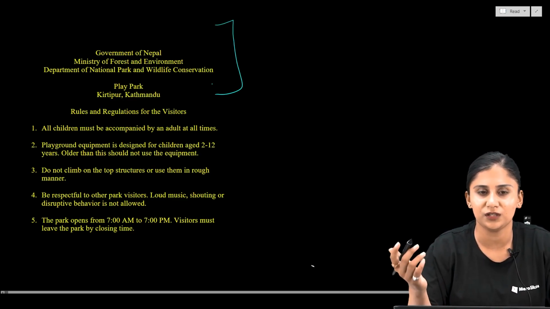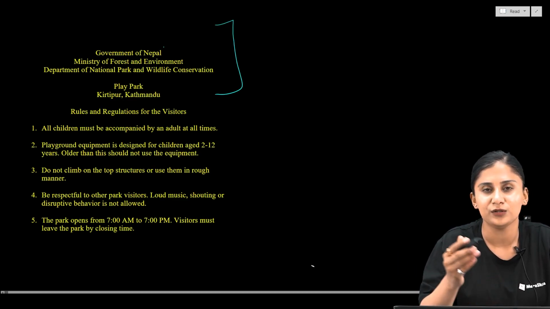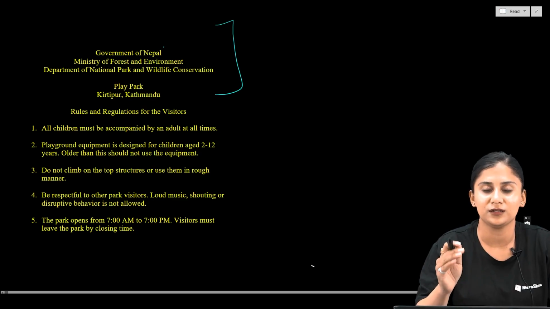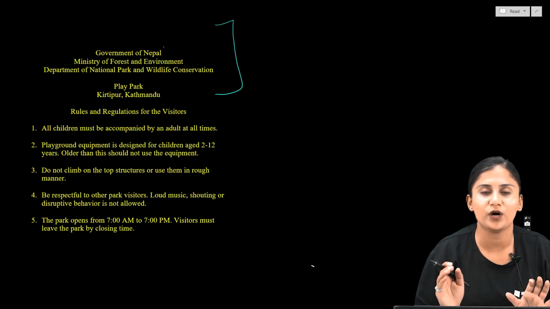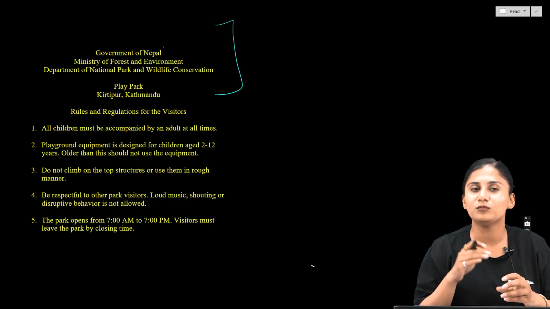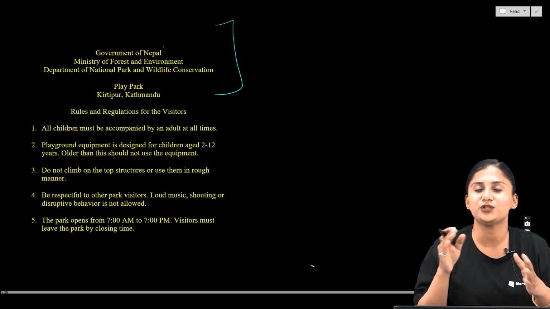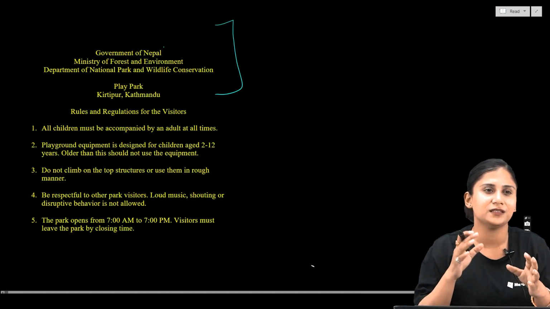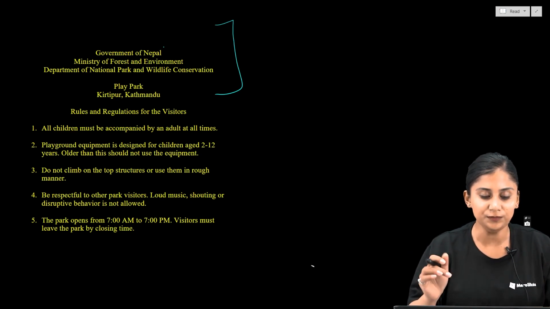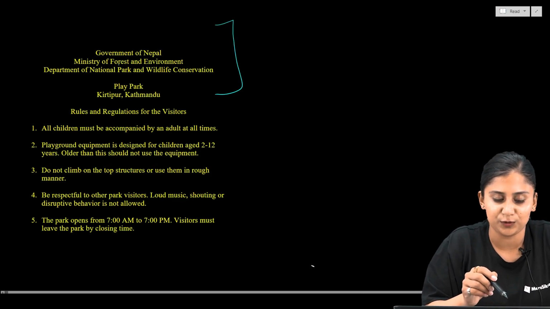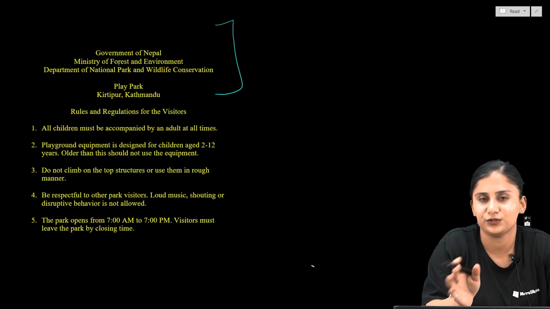So as we belong to the government of Nepal, we are supposed to write Government of Nepal first, and then also these parks fall under the Ministry of Forest and the Environment, because these are more connected to the idea of preserving the natural resources as well as the trees and greeneries, maintaining greeneries and all. So now Government of Nepal, Ministry of Forest and Environment, Department of National Park and Wildlife Conservation.